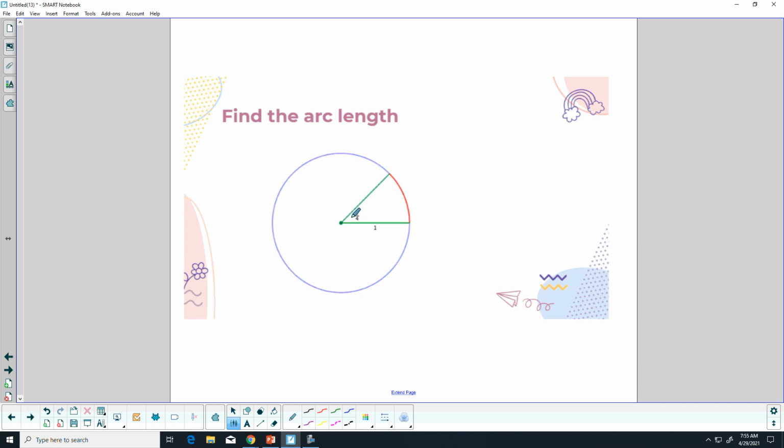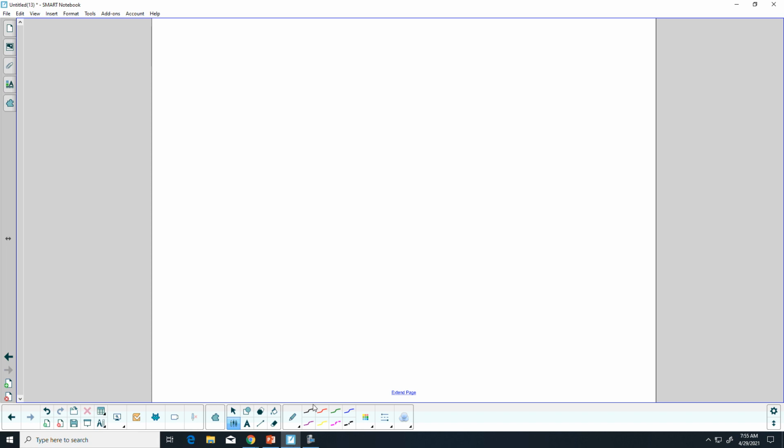On this one, take the angle times the radius, and you're going to get pi over 4. All right, that looks like it's it. Enjoy.